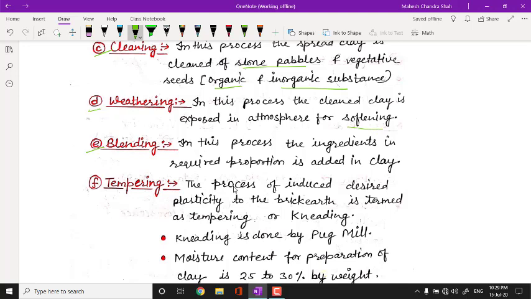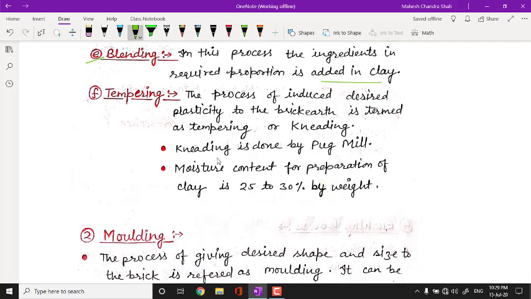Another one is blending. As you all know, blending is mixing it properly. In this process the ingredients of required proportion are added in clay. As you all know, apart from clay the ingredients are silica, alumina, iron oxide, magnesia and lime. After that tempering is done. In this process the desired plasticity is induced to the brick earth by tempering or kneading.